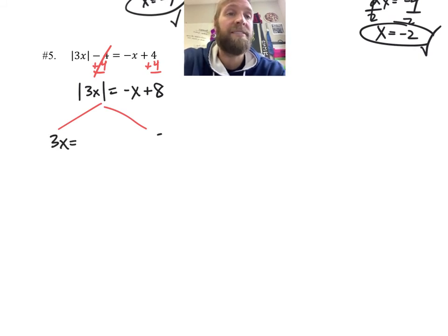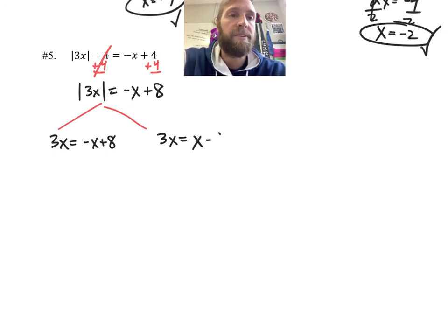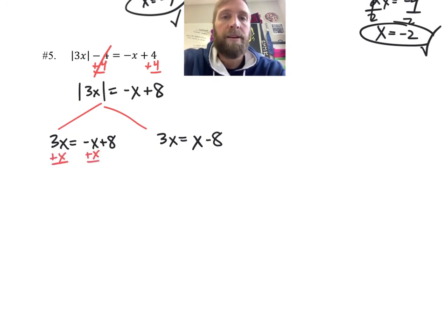The 3x stays the same on both sides. Negative x plus 8 stays the same in one of them, and that negative x is going to flip to a positive on the other side, and the positive 8 is going to flip to a negative on the other one. Cool, we're going to go ahead and do some middle school math. That gives me 4x. That gives me 8. Divide by 4. We get x equals 2.